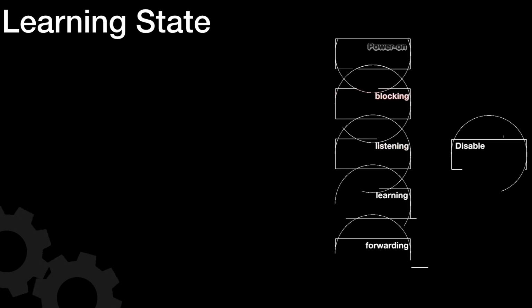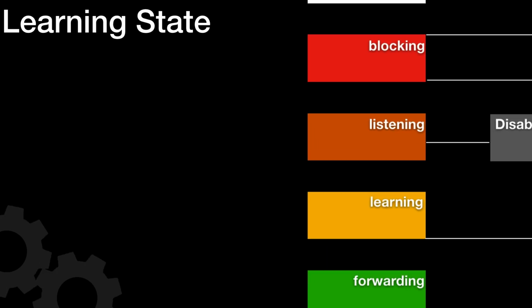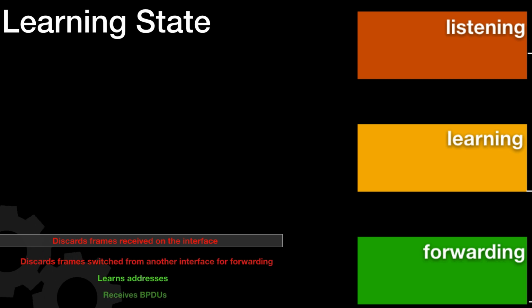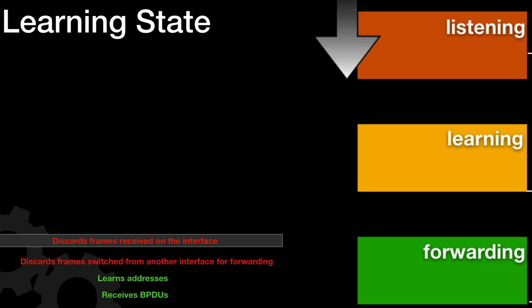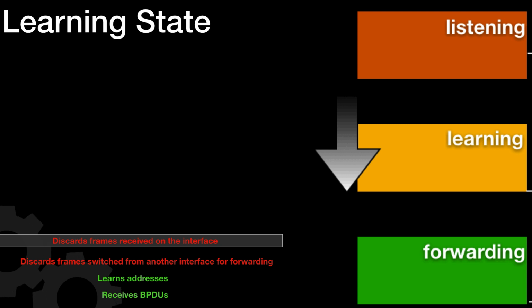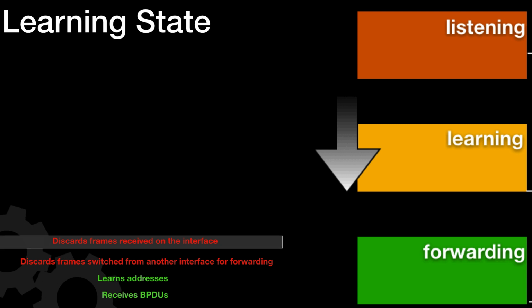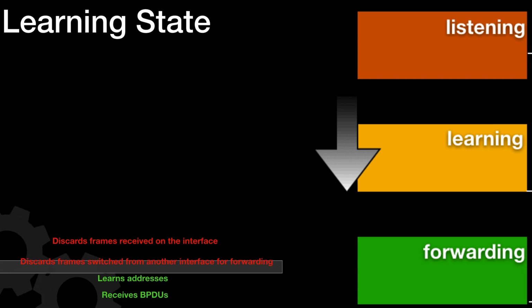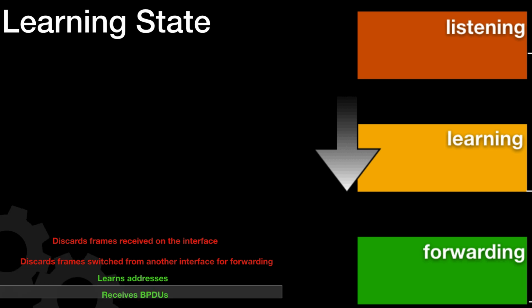Learning state. A Layer 2 interface in the learning state prepares to participate in frame forwarding. The interface enters the learning state from the listening state. An interface in the learning state performs these functions: discards frames received on the interface, discards frames switched from another interface for forwarding, learns addresses, receives BPDUs.